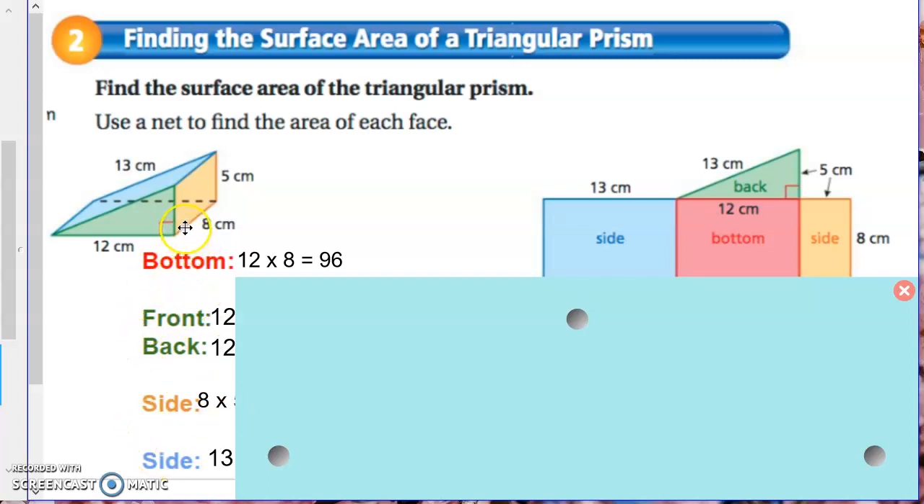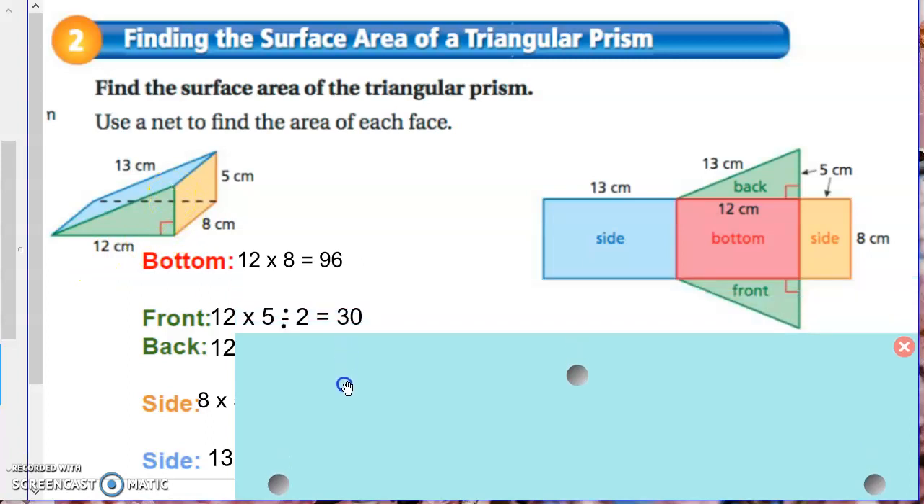So first I start with the bottom. And the bottom is a rectangle that is 12 times 8, which is 96. Then I focus on my front. My front is a triangle. So the area of a triangle is 12 times 5 divided by 2.